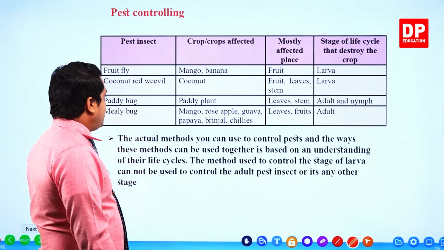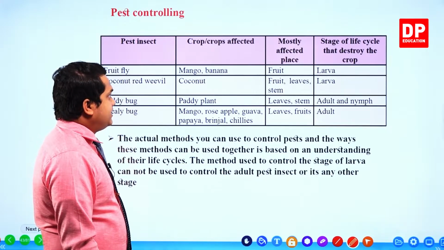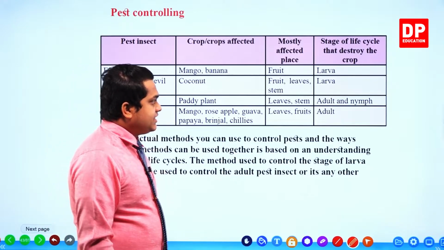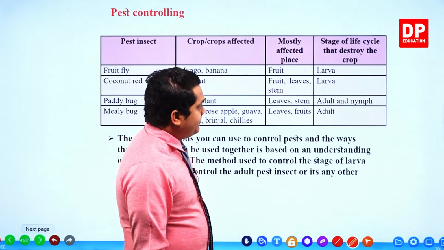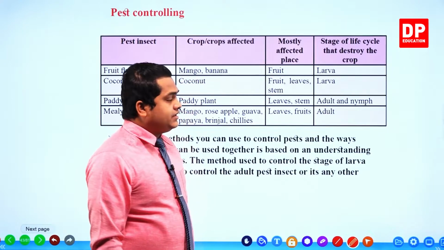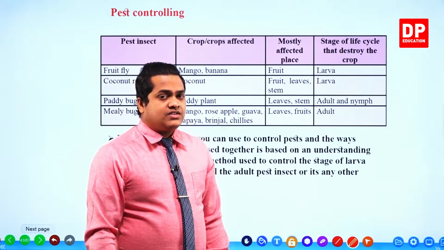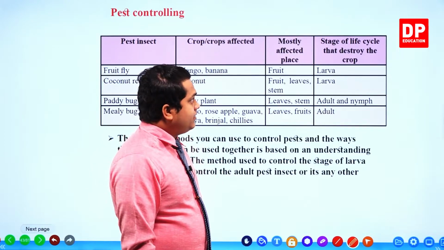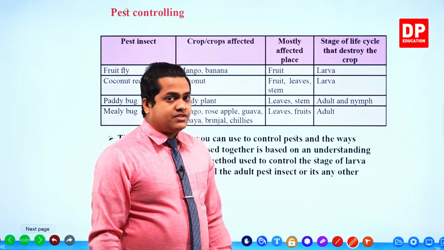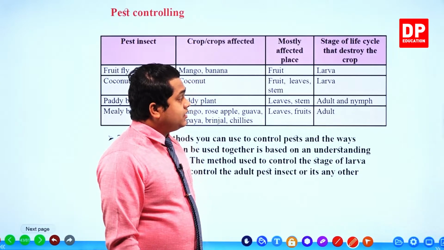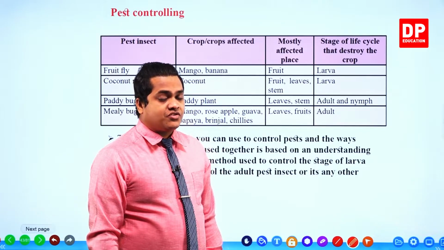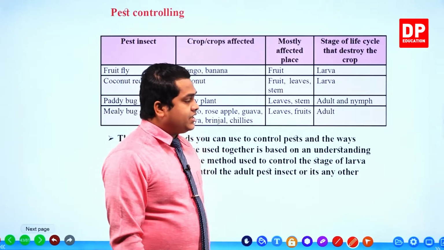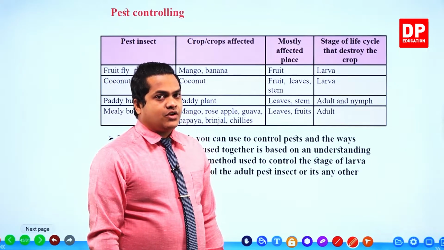Then the next one, paddy bug. The paddy plant is the crop which is affected. Leaves and stem are the main parts affected. The adult and nymph stages are the ones that mainly harm or destroy the crop. Adult stage and the nymphal stage, both of these are going to harm the crop.